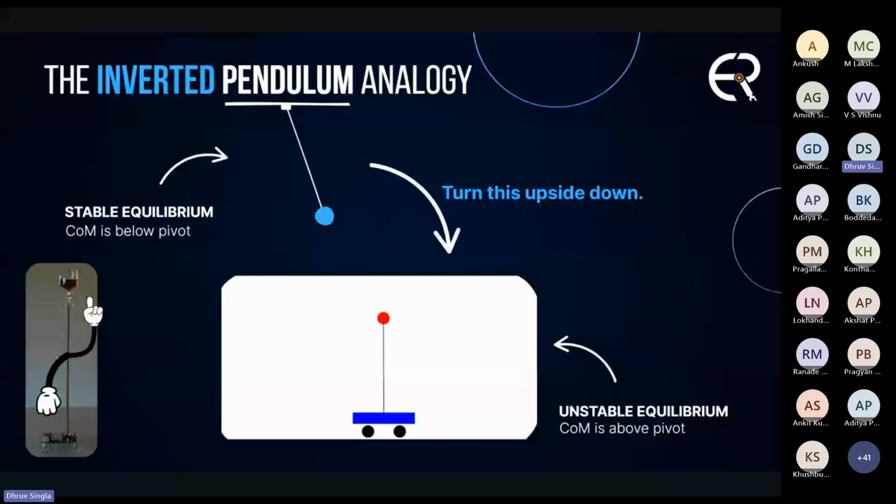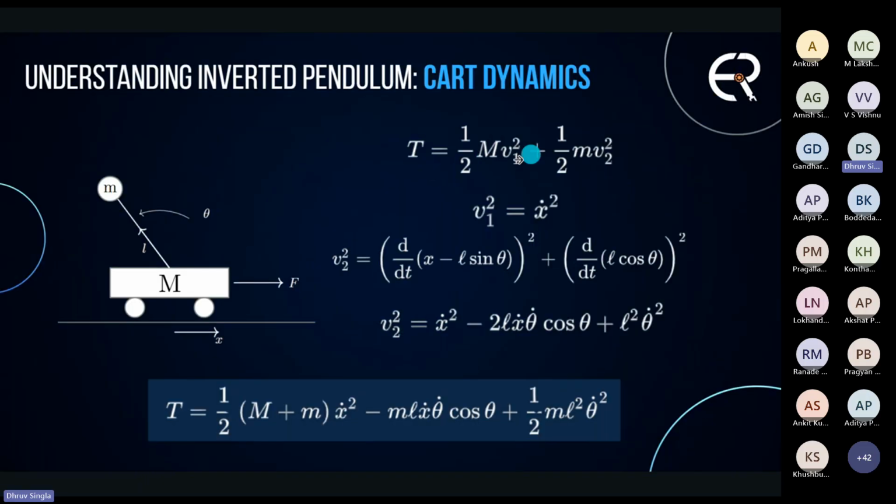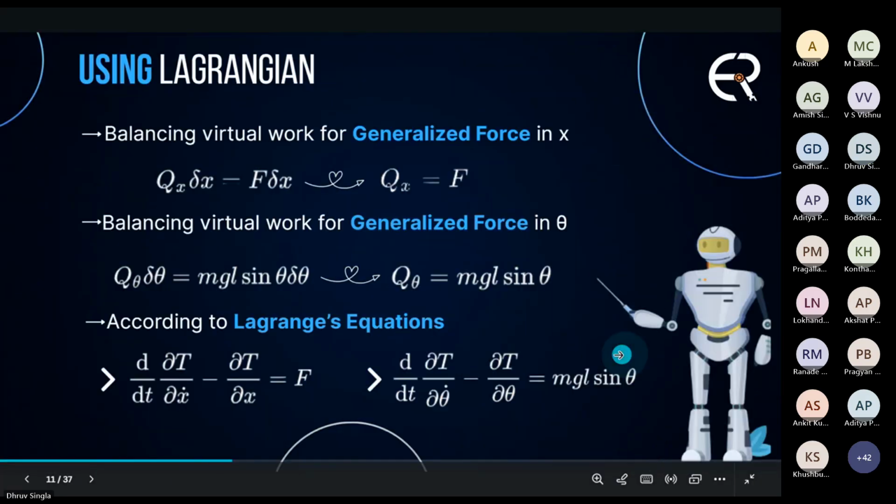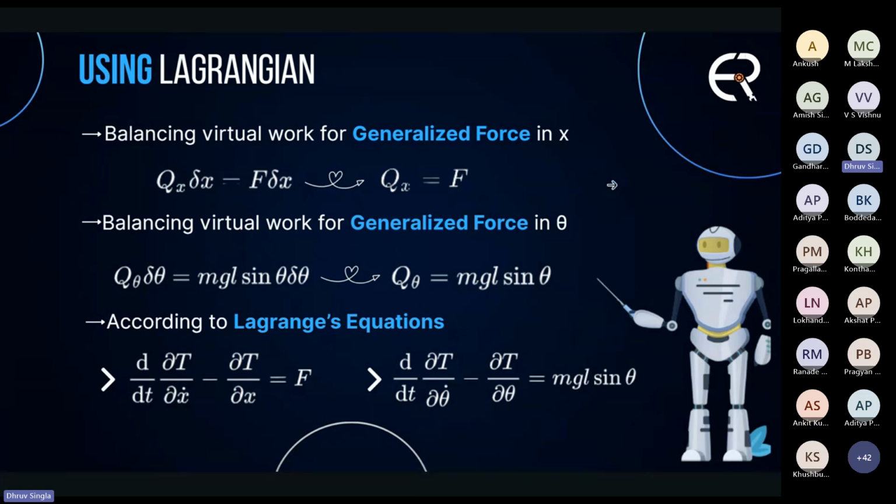So let's see how it works if we try to write the equations for it. If I define T as the total kinetic energy of the system, M being the mass of the cart and small m being the mass of the bob, this is how it will look. V1 will be x dot squared and V2 will be the change in x minus L sin theta and L cos theta in the x and y axes. We now substitute the values of V1 and V2 in the total kinetic energy of the system and we get this equation. Now we will be using a method known as the Lagrangian. So we can have two methods out here.